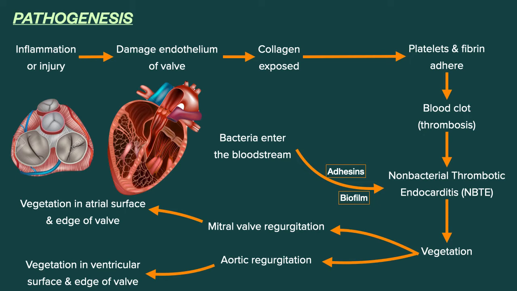If the person has aortic regurgitation, meaning that the blood is going from the higher pressure aorta to the lower pressure ventricle, then vegetations tend to be located on the lower pressure ventricular surface of the valve.